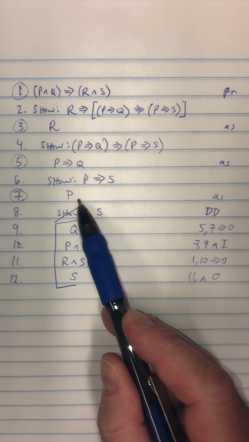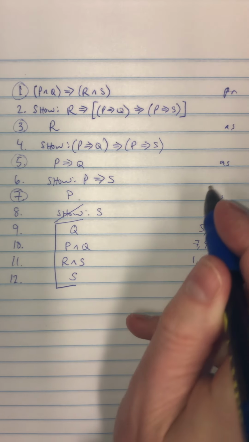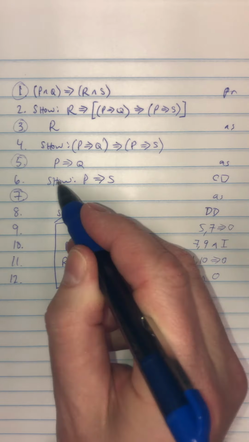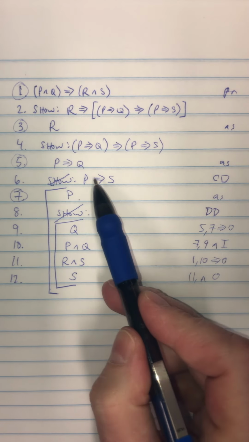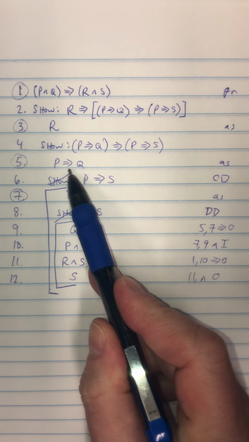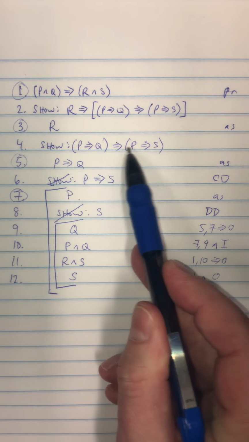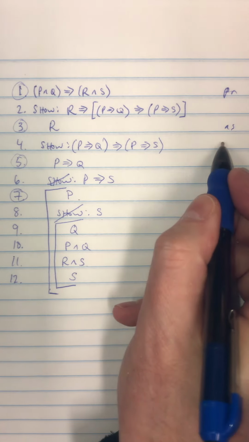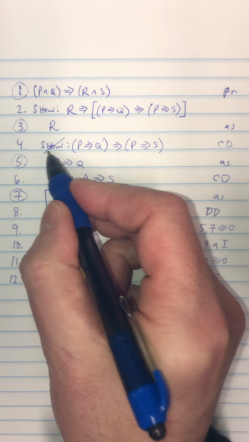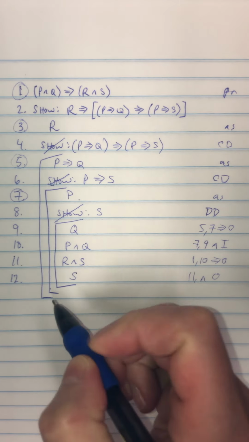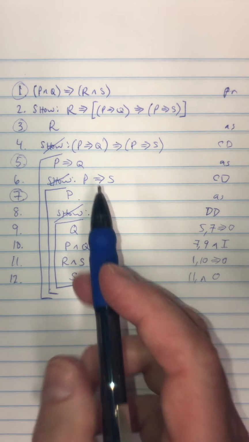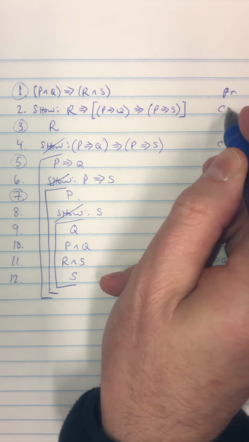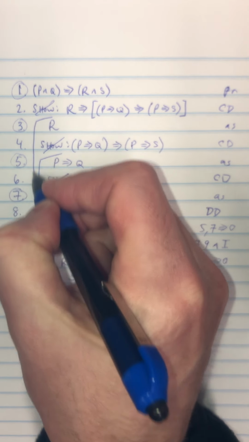We showed S after assuming P, which means we conditionally derived P arrow S. We showed P arrow S after assuming if P then Q, which means we showed if P then Q, then if P then S. That's again a conditional derivation. And finally, we showed all of that after assuming R, which means we showed if R, then all of that's true. So again, another conditional derivation.